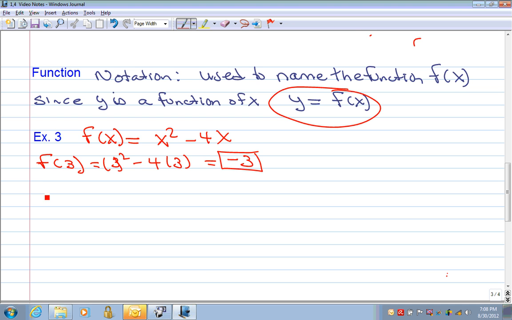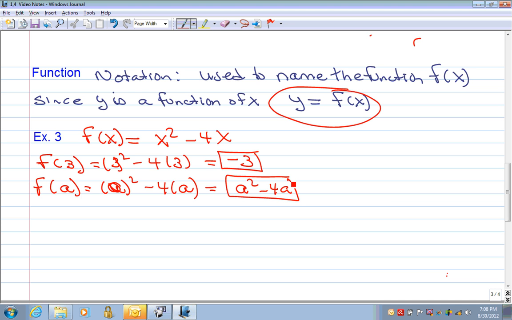All right, let's evaluate for f of a. We'll get a little trickier. Now we're using letters. You still substitute a in for the x values. So you would have a squared minus 4 times a. That would just equal a squared minus 4a. And that would be your answer.